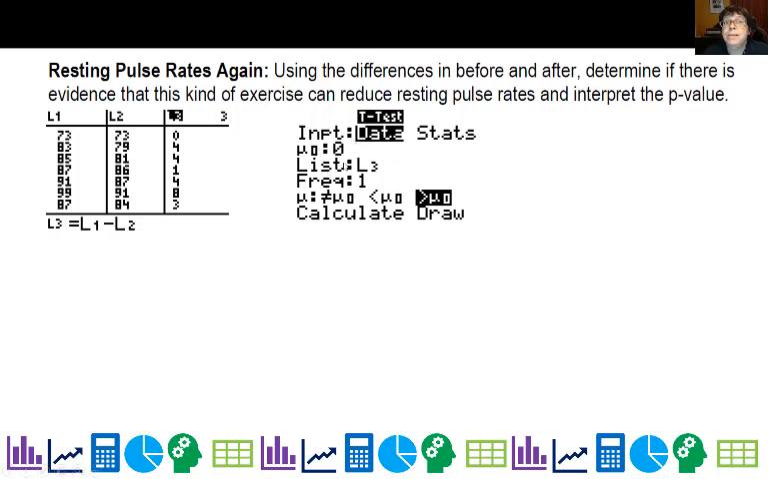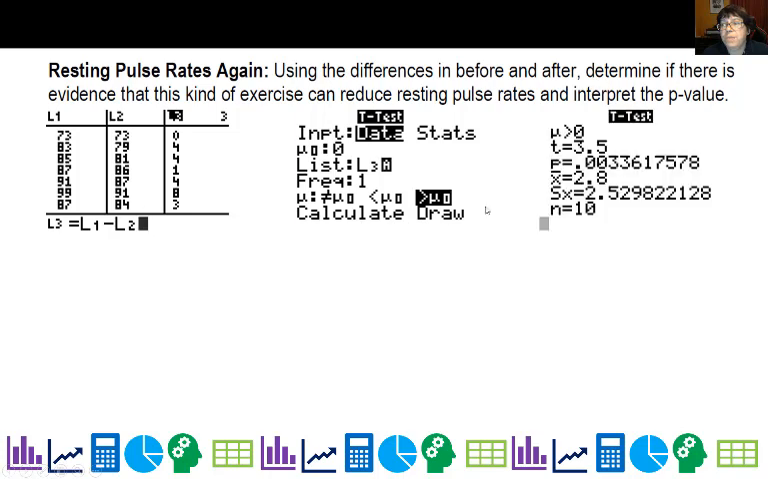Your mean is going to be 0 for this test. In this case, don't forget we're using list 3, our differences. Don't use one of these guys. And I'm saying that the differences are going to be positive. We're expecting this value to go down. And then, of course, you would go calculate. And when we do, here's our output.